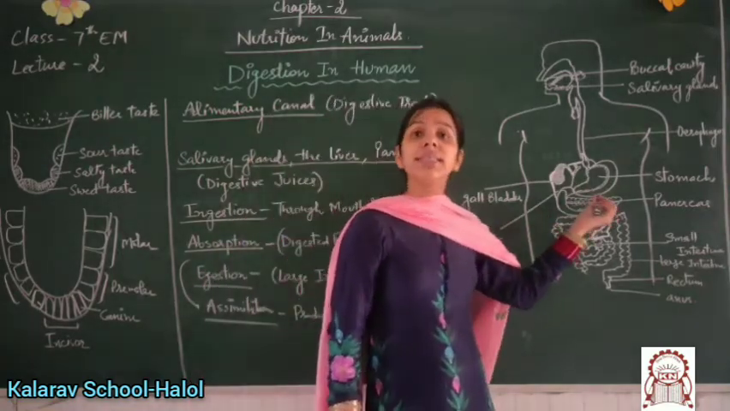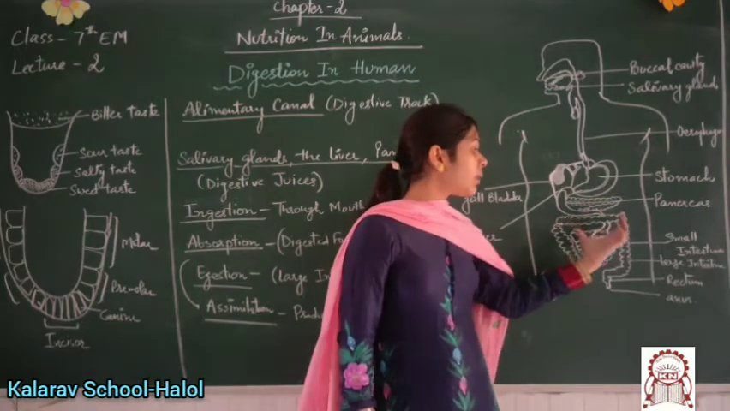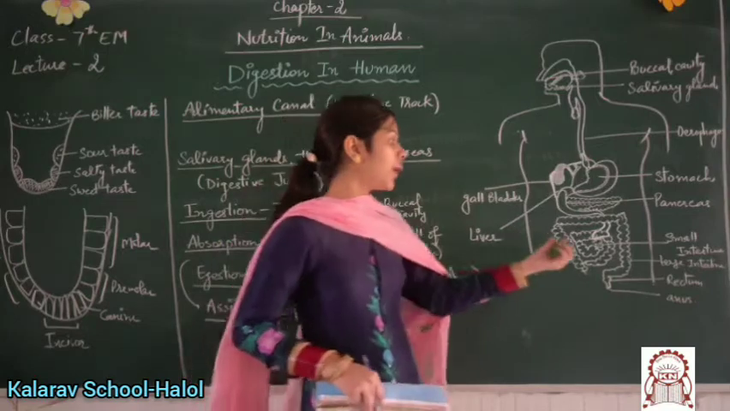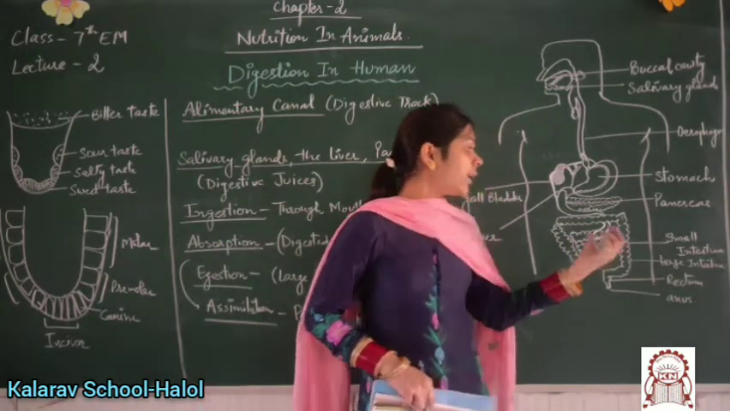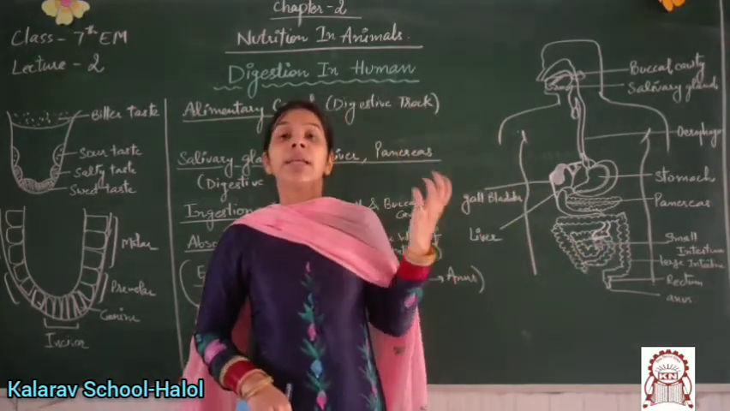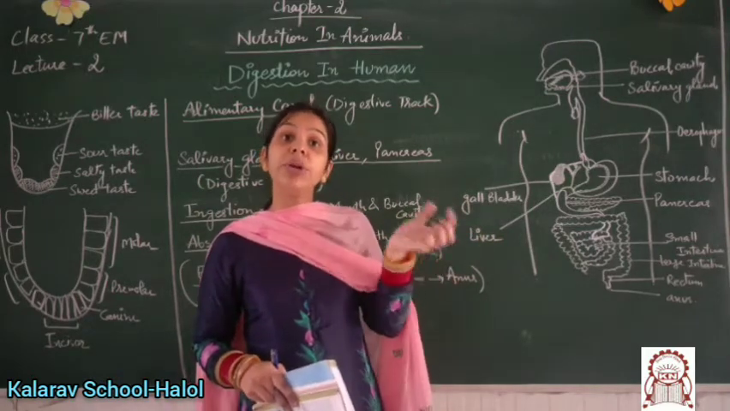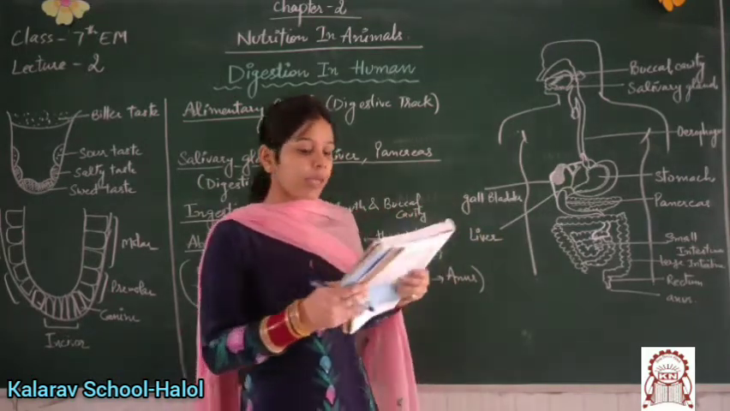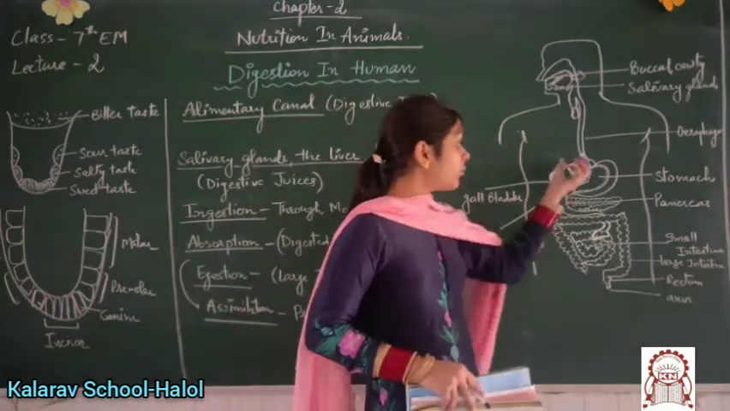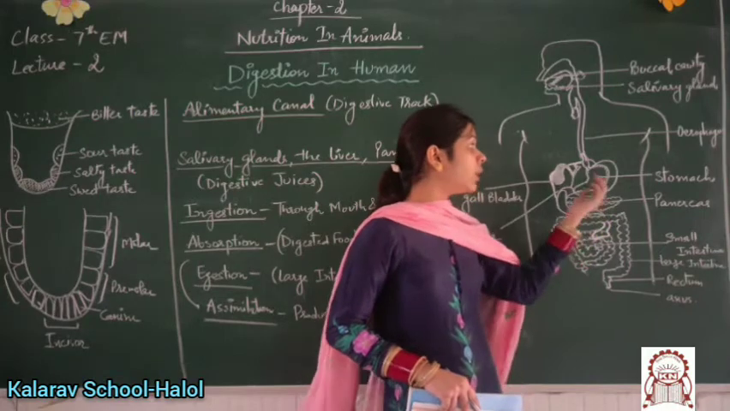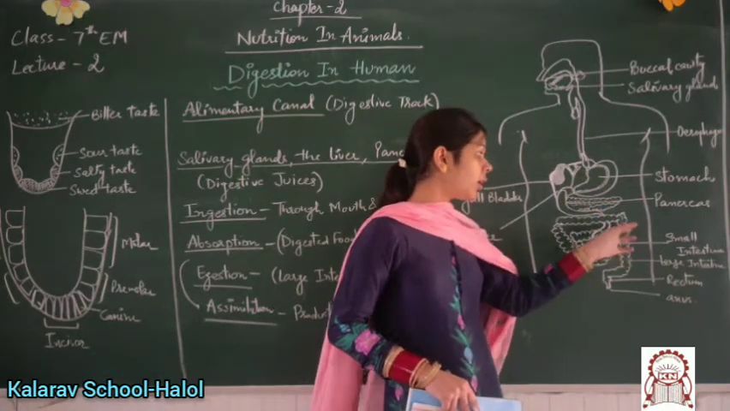The partially digested food then passes through the small intestine. The small intestine is coiled in shape. That is the small intestine. It is coiled in shape. It is 7.5 meters long. It contains the food, including undigested protein, which is coming from the stomach.